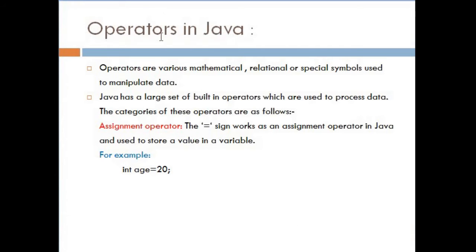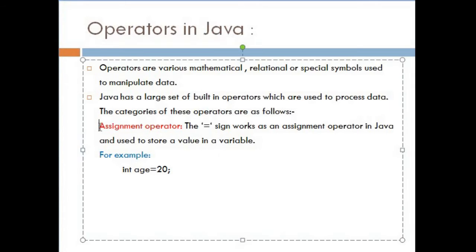Now let's discuss the different operators used in Java. The operators are the various mathematical, relational or special symbols used to manipulate data. Java has a large set of built-in operators which are used to process the data. The categories of these operators are as follows.